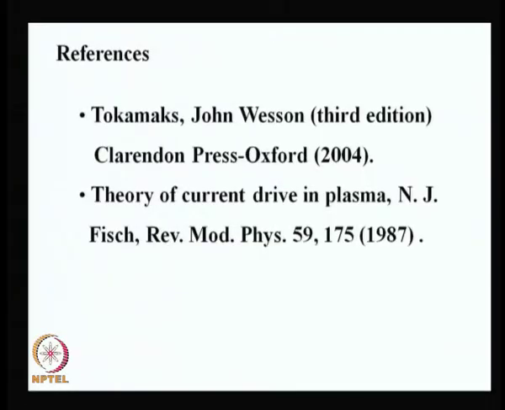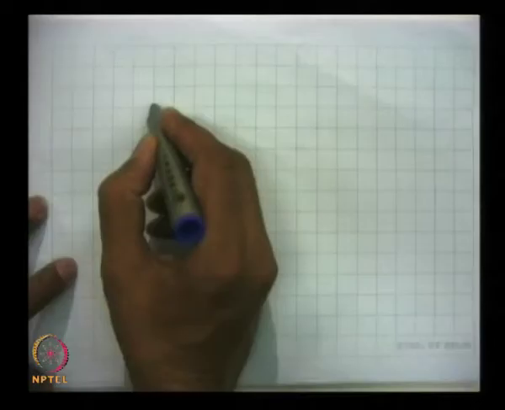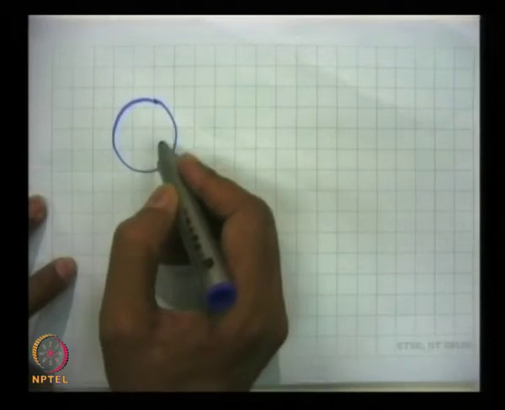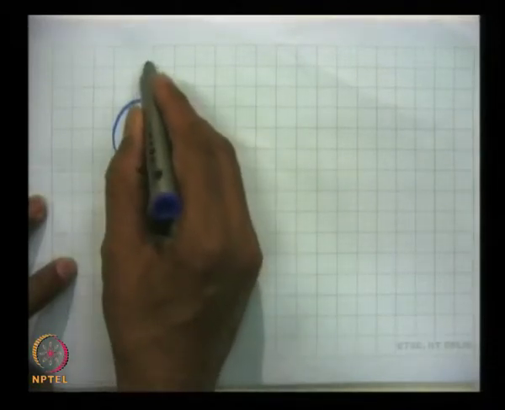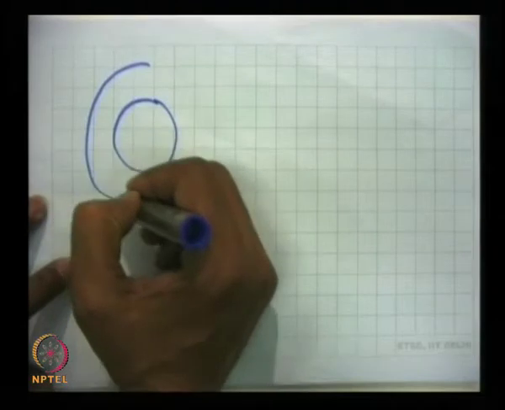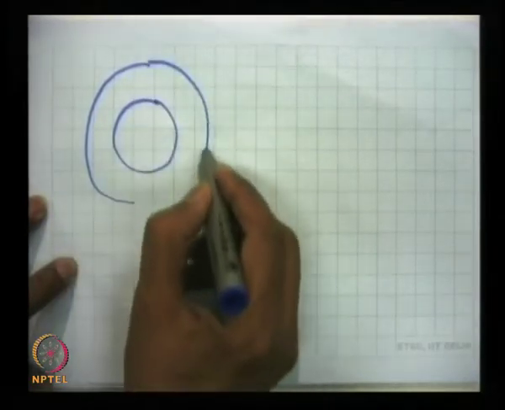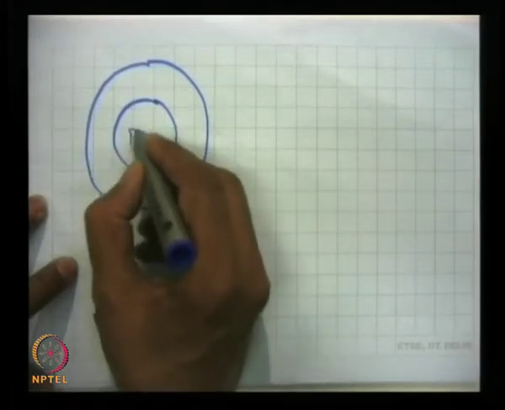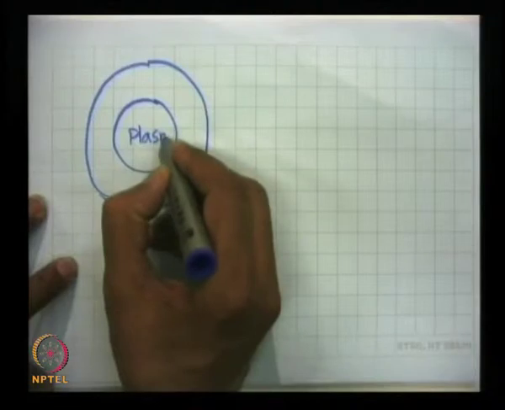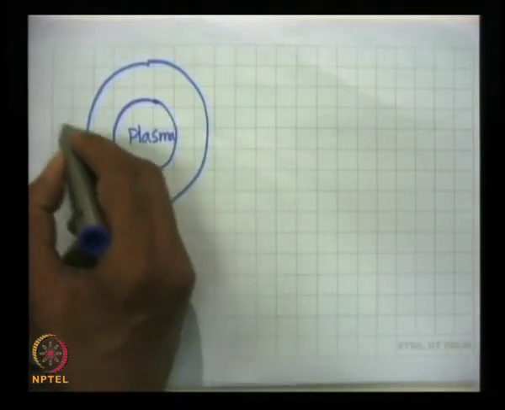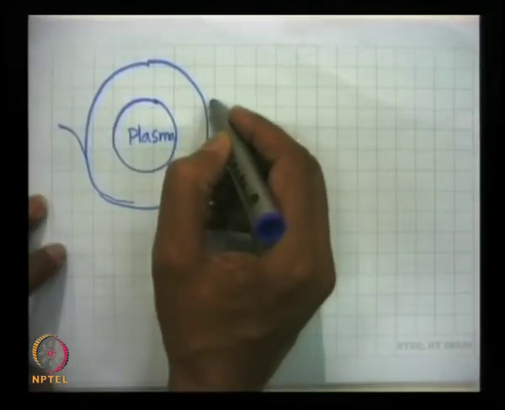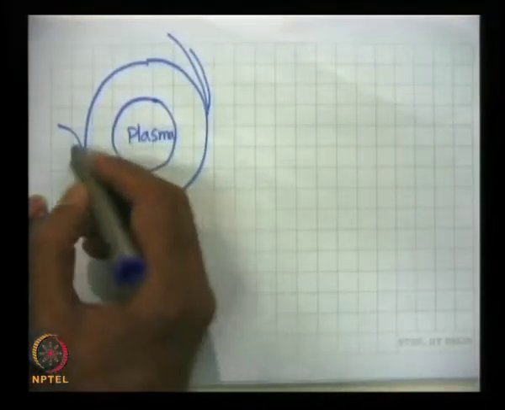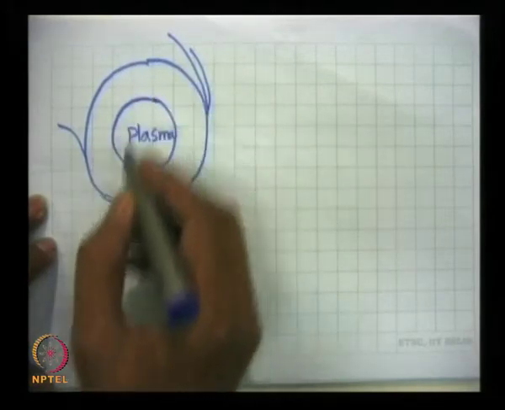Tokamak, the cross section of a Tokamak I can simply build like this. This would have a plasma in the center. So, this is a plasma here, and obviously this is something system is going like this. And this is blanket.